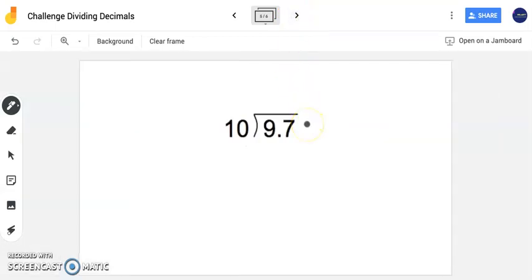Now let's take a look at this problem. I have 9 and 7/10 divided by 10. So I look at my divisor. I see that there's a whole number again. So I can simply start doing my long division. So now I'm going to look here, and I see that I'm starting my long division. And now I'm deciding 10 times something gets me closer exactly to 97. So 10 times 9 is 90.